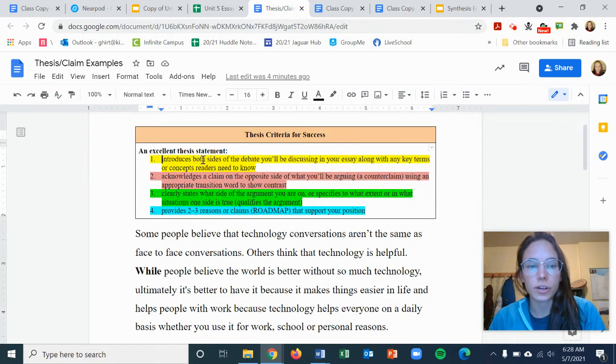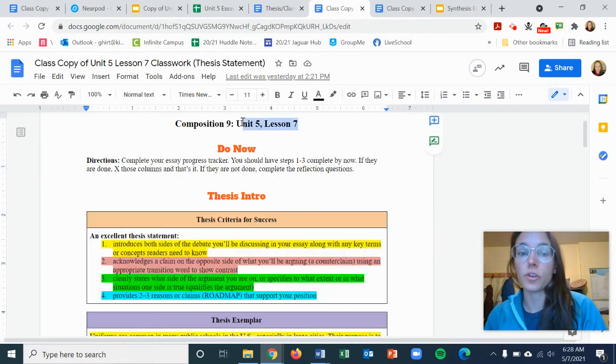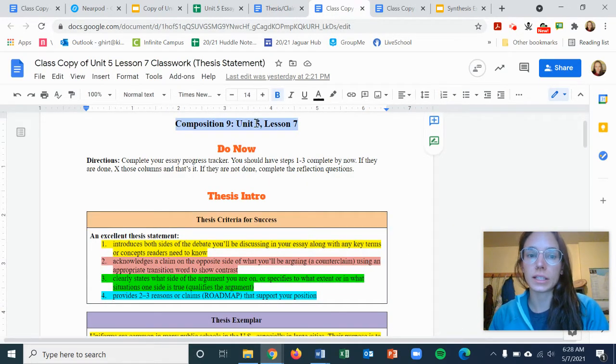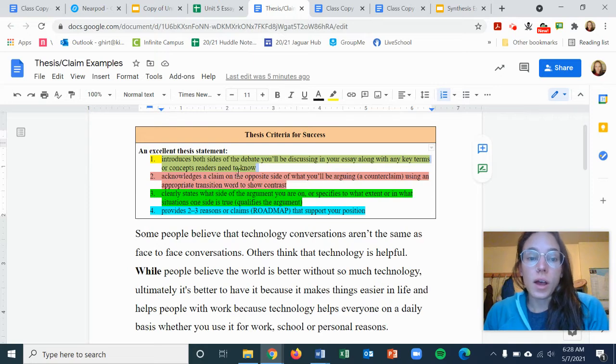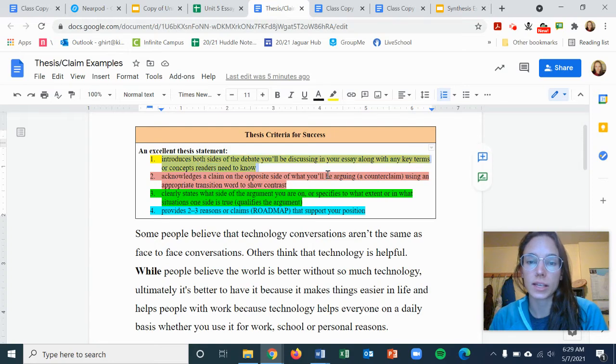So here's the criteria for success again. You have this also in your thesis document. So you're going to want to go ahead and open up this document, Unit 5, Lesson 7, thesis statements. Open that up. So we have our criteria here. You need to introduce both sides of the debate that you'll be discussing in your essay, and any key terms or concepts readers need to know.